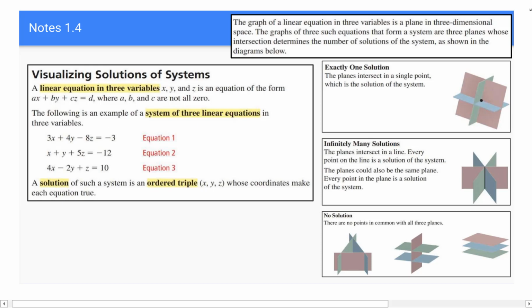Each XYZ equation represents a plane, and exactly one solution is when all three planes intersect at only one point. They have one point in common. Infinitely many solutions, if they have this picture right here, if they have an entire line in common with all of them. A line has infinitely many points. So if they have a common line, then they have infinitely many solutions. And no solution would be where some of them cross but not all three, such as these.